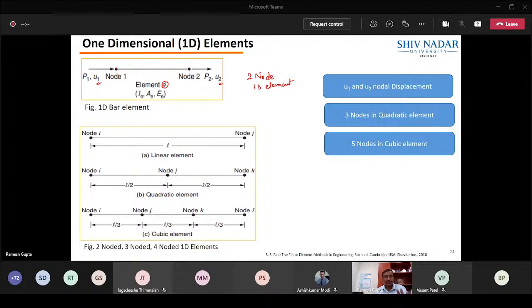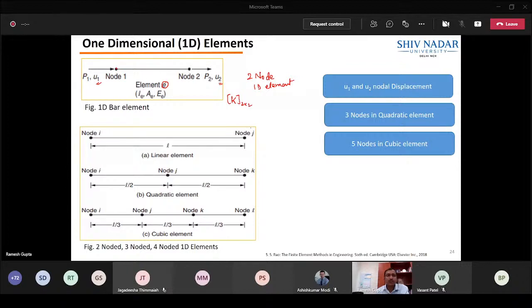This is very essential in order to get the size of your element-level stiffness matrix. If you want to find the element stiffness matrix, the total degrees of freedom per element give the size of your stiffness matrix. For example, in this particular case, the size of the stiffness matrix turns out to be 2 by 2, because we have 2 degrees of freedom per element.